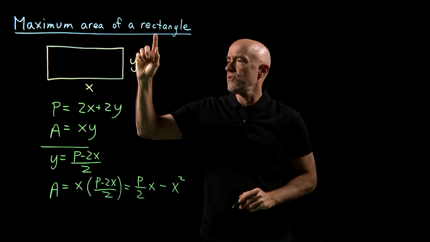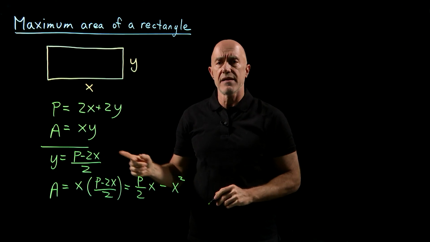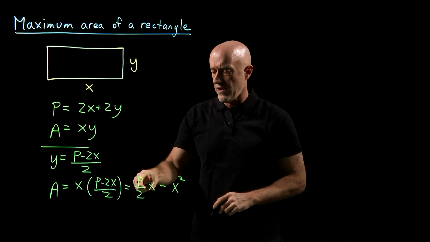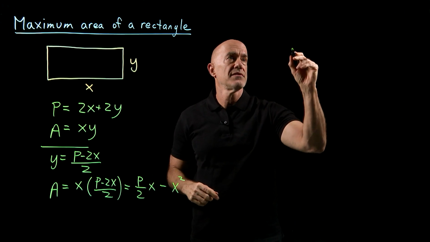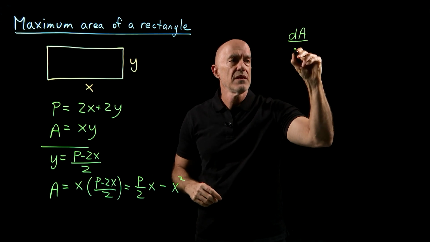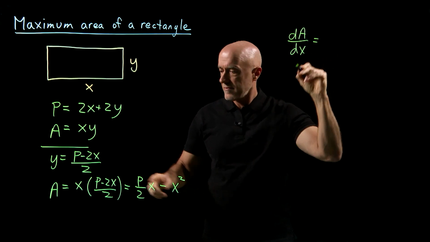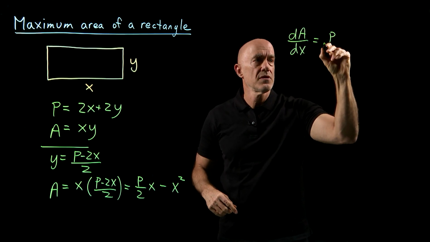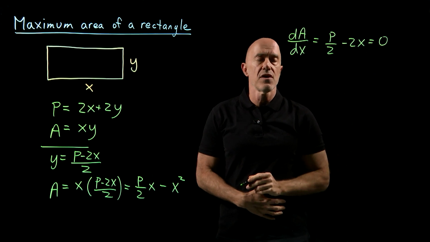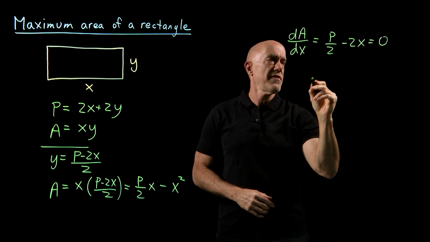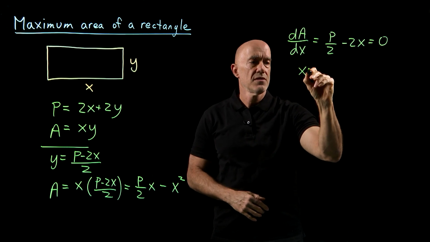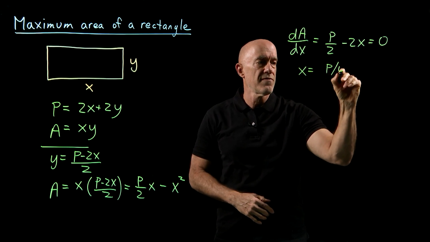So in order to maximize the area then, we want to set the derivative of the area with respect to the single variable x here to 0. So to maximize the area, we calculate the derivative. dA/dx is equal to p over 2 minus 2x, and we set that equal to 0. We can solve for x. So 2x equals p over 2. So x is equal to p over 4.